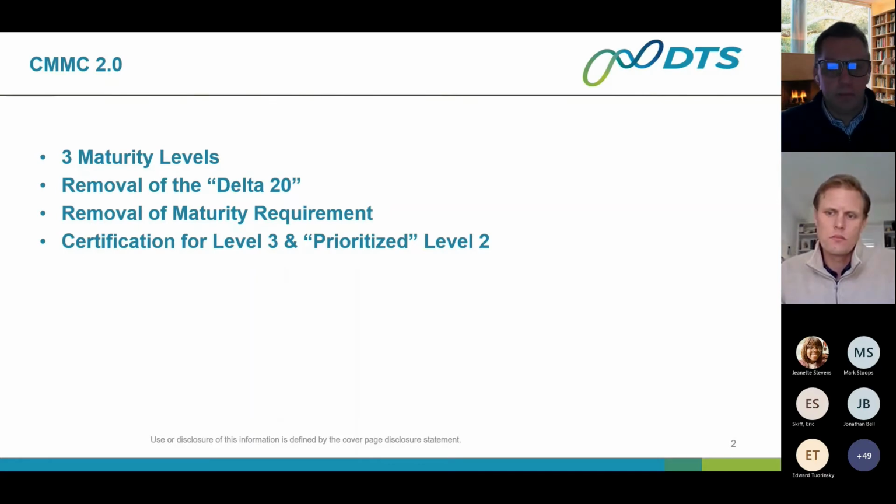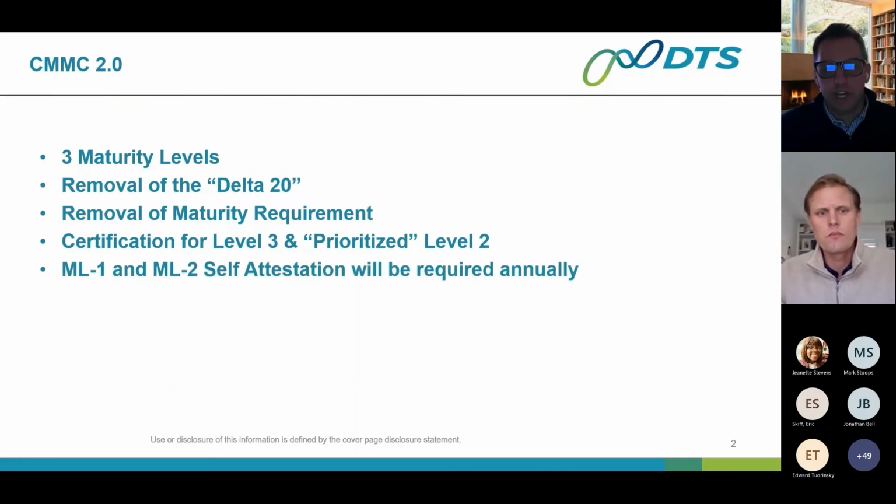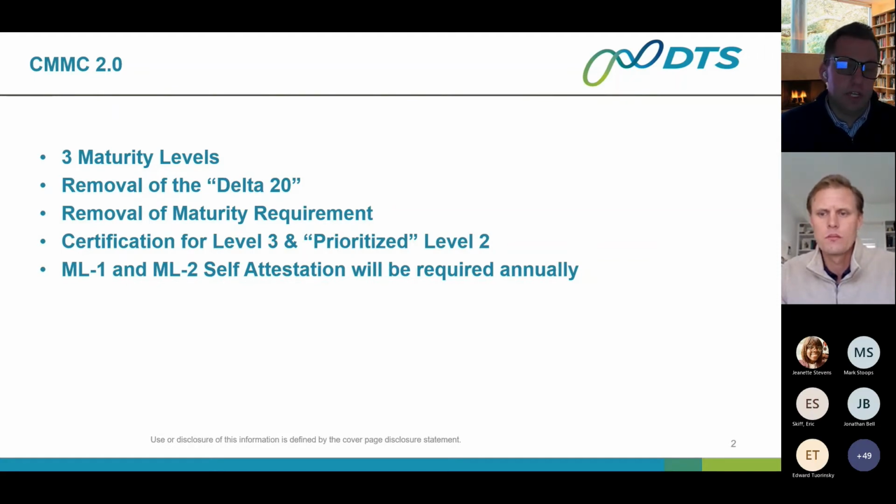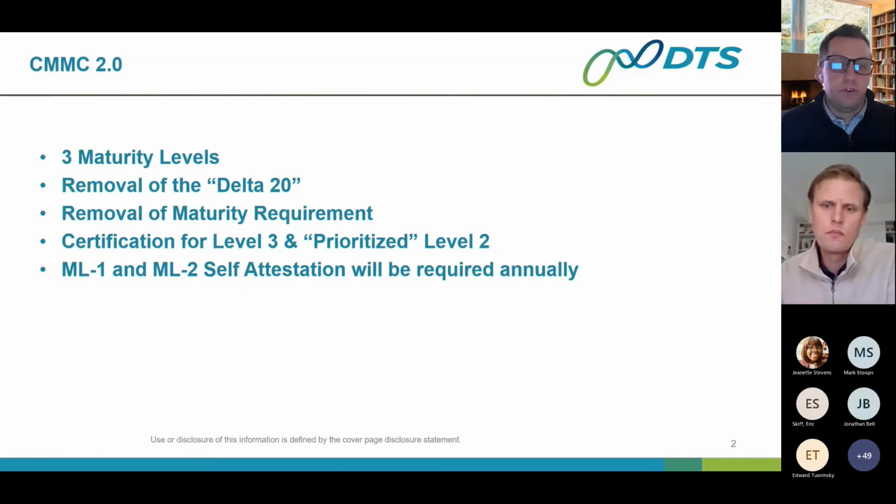Now, the next big point here is, okay, if there's no certification, what's the requirement for my organization? Well, for maturity level 1 and maturity level 2 non-prioritized contracts, senior leadership in the company will have to self-attest, and that will have to be done annually. Now, there is a much higher risk for a false claim against this self-attestation than there was previously, than just a couple of years ago.